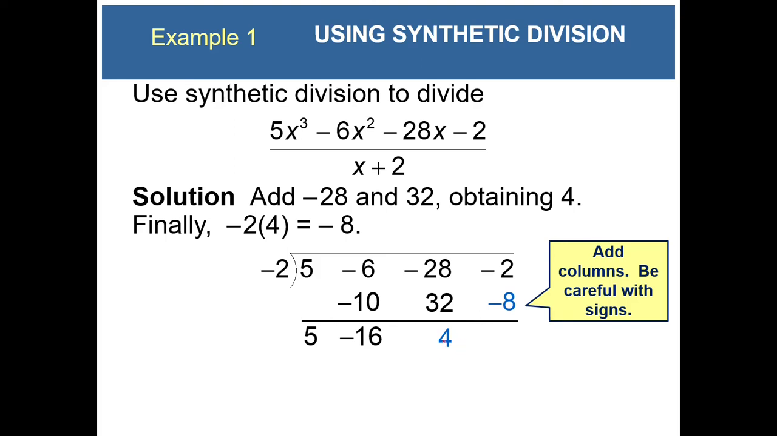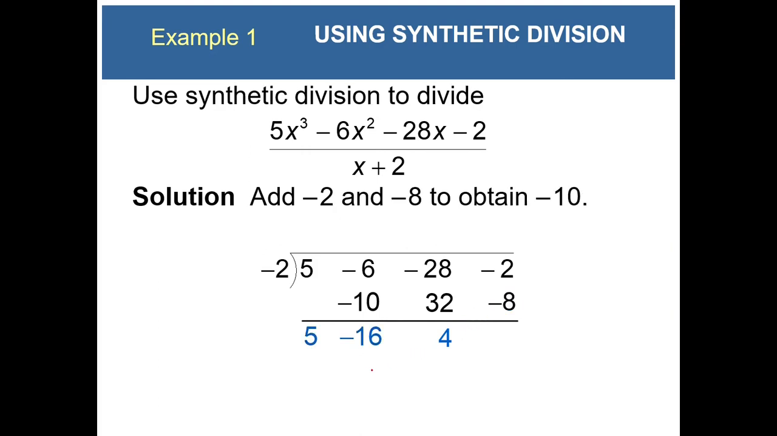Now I'm going to take the number 4 and we're going to multiply by negative 2. And that's going to give us the negative 8. Now we're going to add negative 2 plus negative 8 gives us negative 10. And that's going to be our remainder. Now the quotient is 5, negative 16, and the 4, but we have to translate that back to a polynomial.